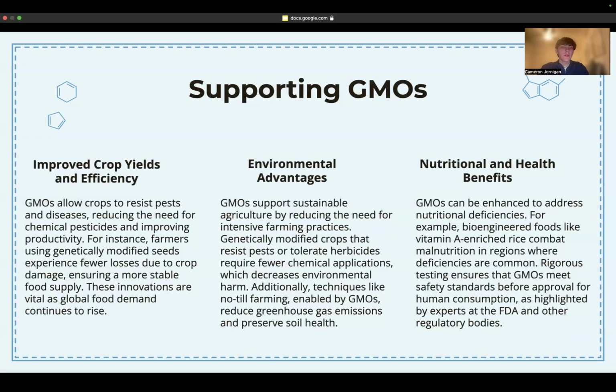And this has been tested to make sure that it's safe before they are consumed. Rigorous testing ensures that GMOs meet safety standards before approval for human consumption. Experts at the FDA and other regulatory bodies worldwide do approve the consumption of GMOs, especially when it comes to making sure that populations around the world have access to enriched foods.